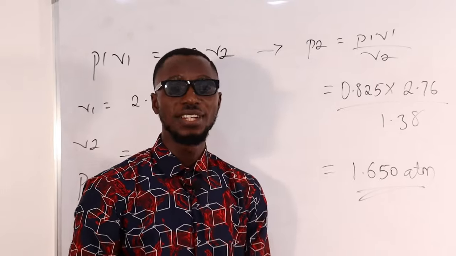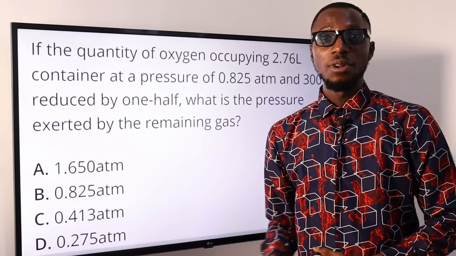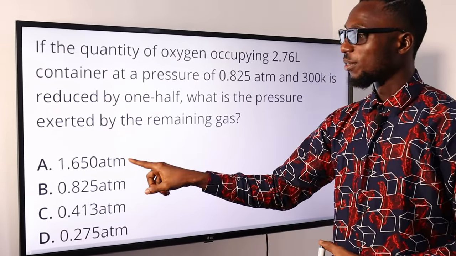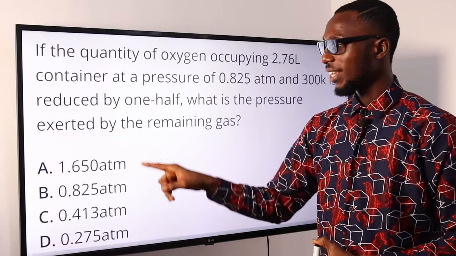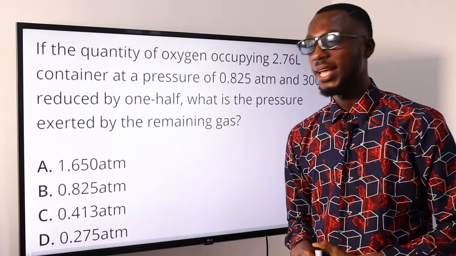Let's just go back to the screen and select the right option. If you glance through all of the options provided, you can find our answer in option A. So option A is correct, 1.650 ATM.